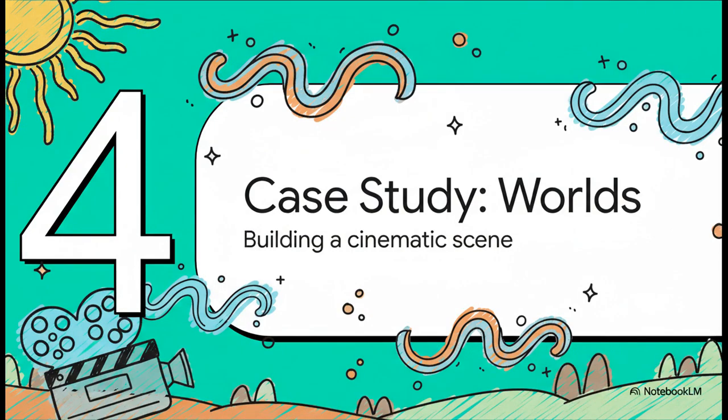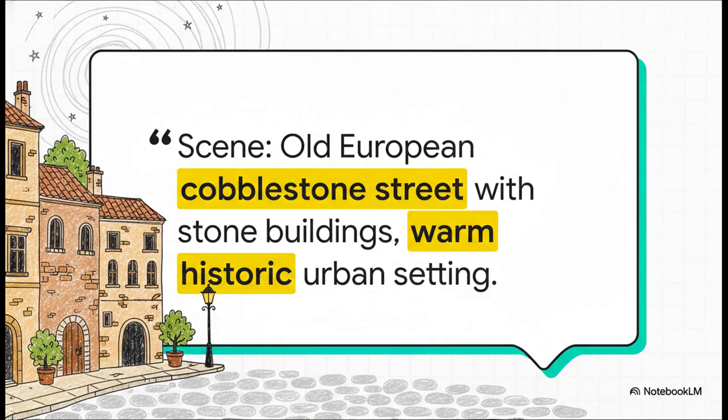But now let's zoom out. Let's see how these same principles can build an entire cinematic world. This time, the goal is a romantic, sun-drenched scene that feels like it was pulled straight from a movie. The blueprint establishes the world right away. And notice the textures in the language. Cobblestone street, stone buildings. These aren't just generic words. They give the AI specific visual and even textural information to work with. And that final phrase, warm, historic, urban setting, it's like a perfect summary of the whole vibe.